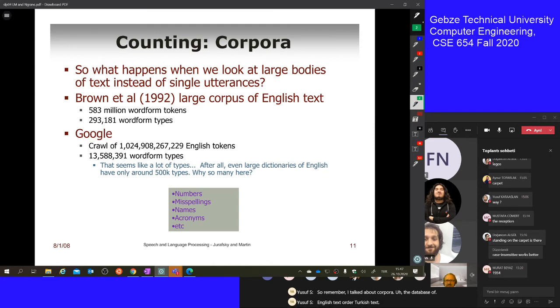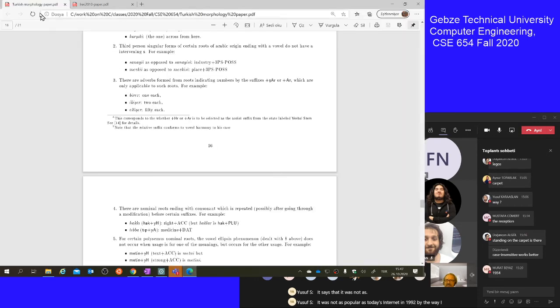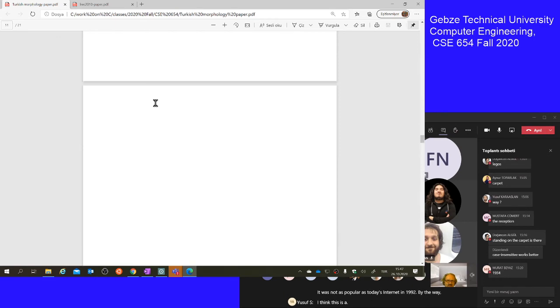I have 2 examples for you. The first one is Brown Corpora, 1992. During those days, we didn't have internet. It was not as popular as today's internet in 1992. By the way, I think this is a 1992 paper.